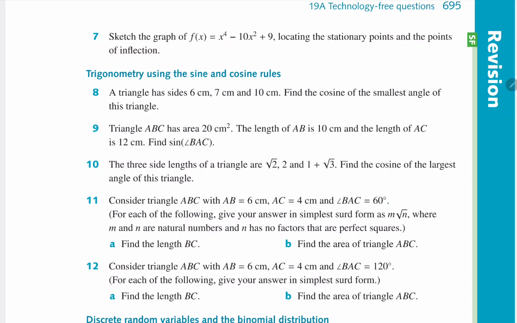Many of the questions in trigonometry you can't work out without a calculator, and even with a calculator it's still difficult to work out. And the same with the probability ones.